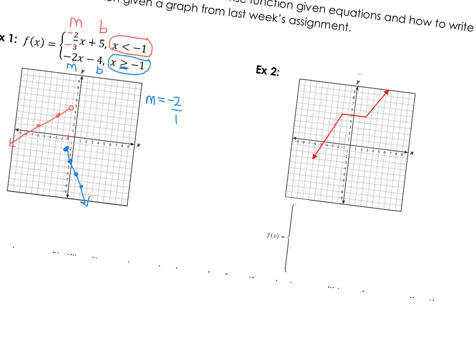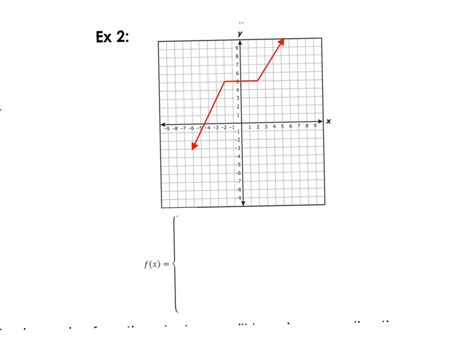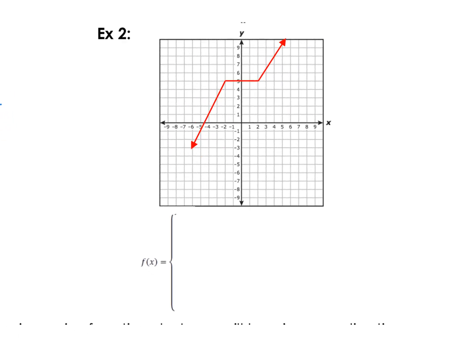Okay, moving on to example 2. We have this piecewise graph that now we're going to write the equations for. So if we look at the line on the left, this line right here, we want to pick 2 points and find what the slope is. So I'm going to pick the end of that line and put a point there. And then I'm also going to choose this point right here. Again, it doesn't matter what point you choose, but you want to choose a point that goes through a solid point. You don't want it to be like going through at -3.4 because that would be too hard to find the slope.